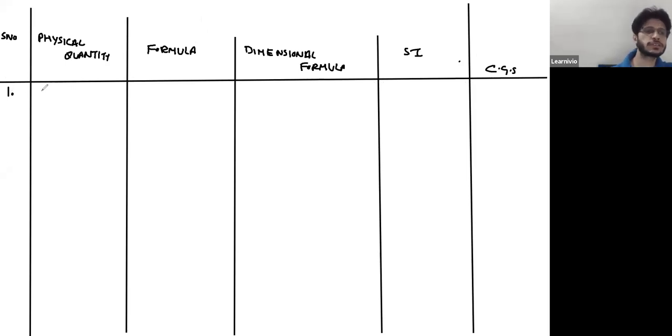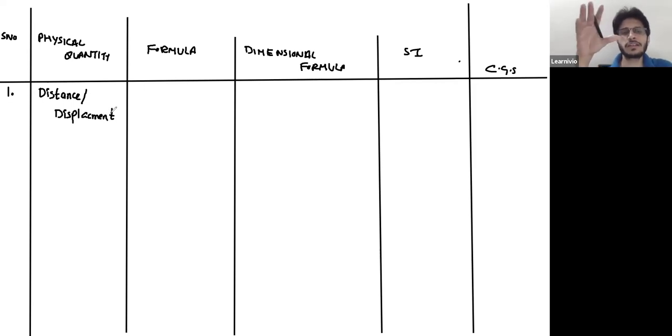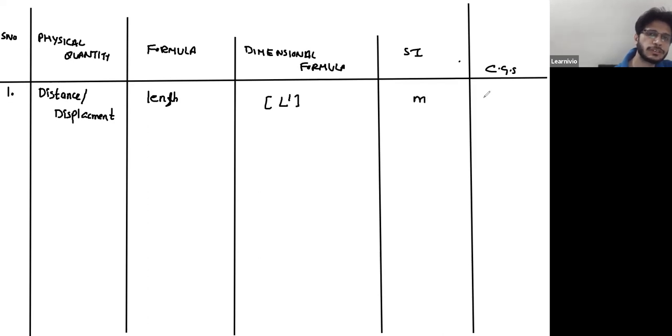The first quantity is distance or displacement. Although distance and displacement are different quantities, distance is a scalar, it doesn't have direction, while displacement has direction. But as far as dimensions are concerned, we consider both as the same. Both are length. So we don't need any formula to write dimension. Dimensional formula is L1. The SI unit is meter. CGS unit is centimeter.